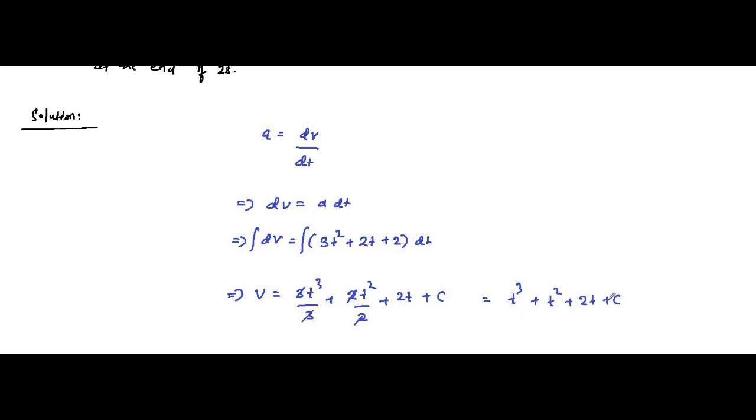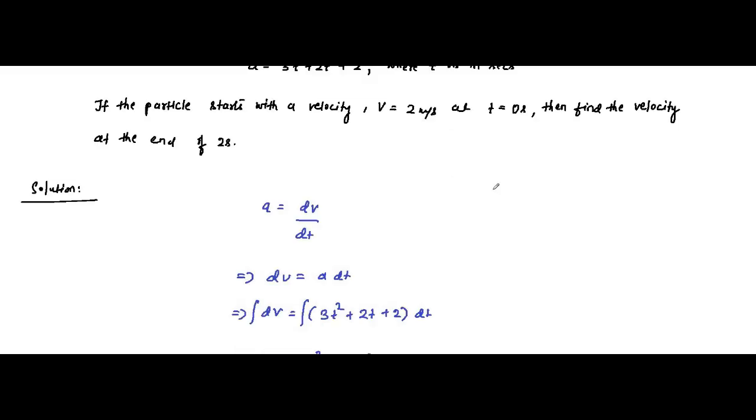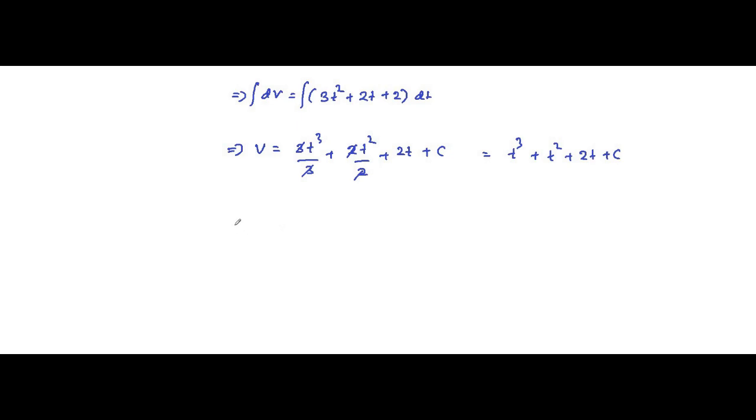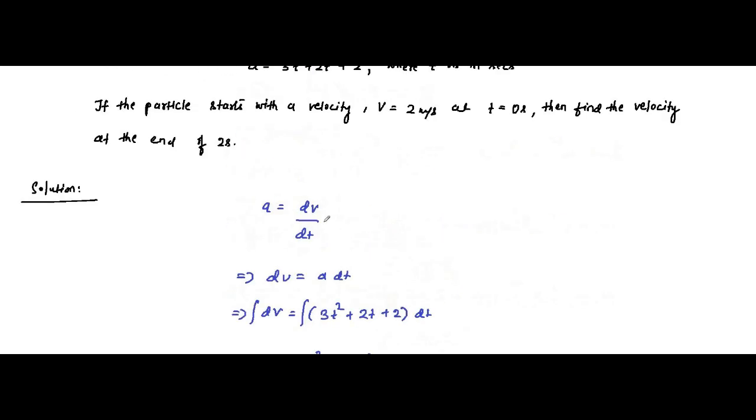Now it has been given that the velocity at the initial time t equals 0 seconds is equal to 2 meters per second. So v at t equals 0 seconds is equal to 0 cube plus 0 square plus 2 into 0 plus c, that is equal to 2 meters per second. So the value of this constant is equal to 2 meters per second. That is very important.